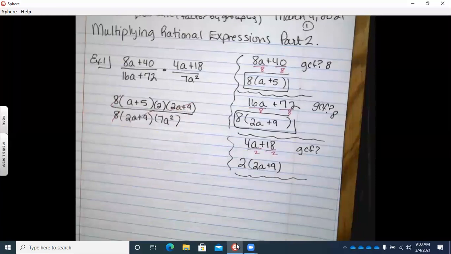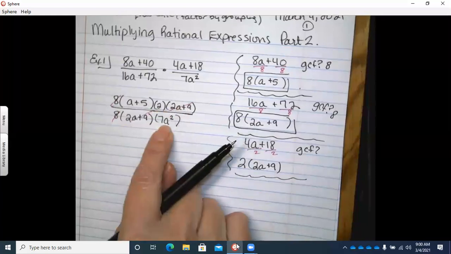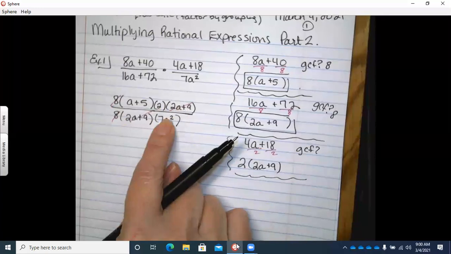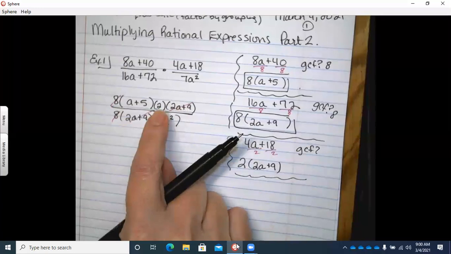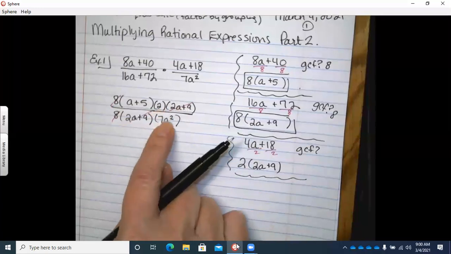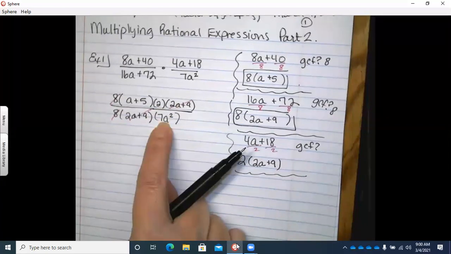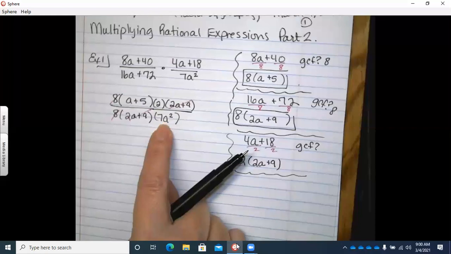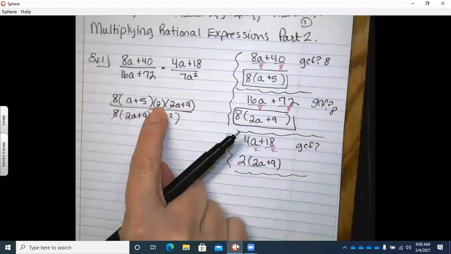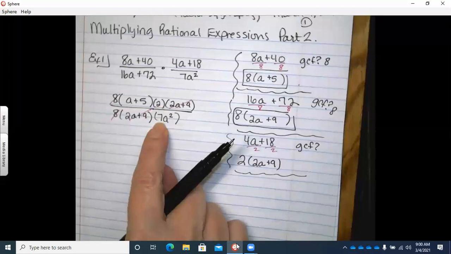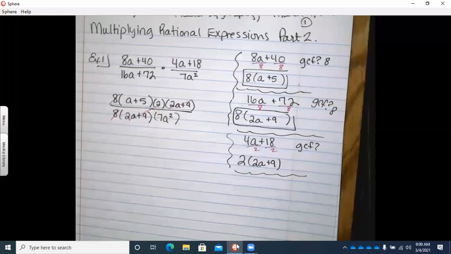Now, if 2 and 7a squared could reduce, I could reduce those because they're both one term, monomials. So you can reduce one term. It doesn't have to be identical. But 2 and 7 don't reduce, and there's no a's with 2. Like say this was 2 and this was 4a squared. Then we could reduce the 2 and the 4. So 2 would cancel. 2 divided by 2 is 1, and the 4 would turn into a 2, because 2 divided by 2 goes into 4 twice. But it has to be a monomial to be able to do that.